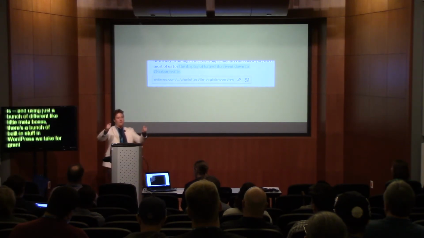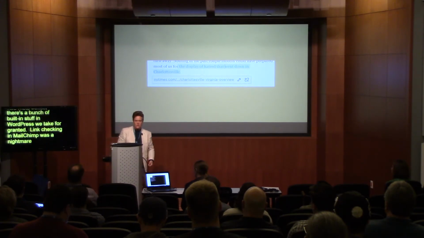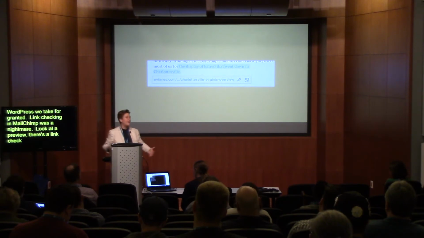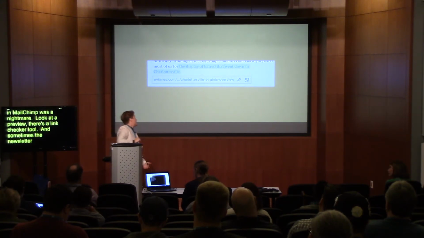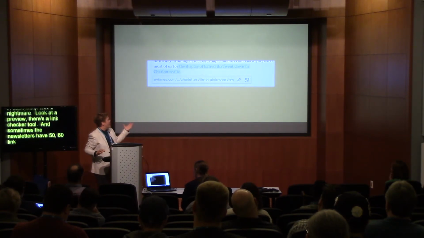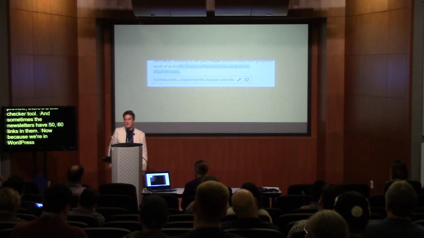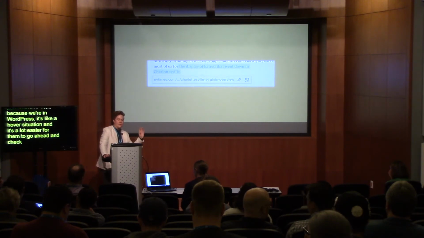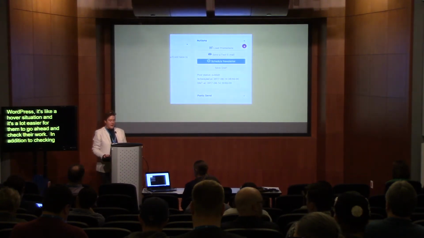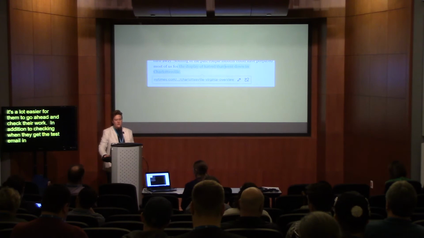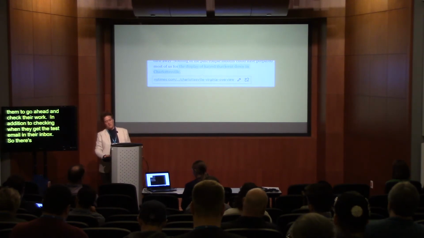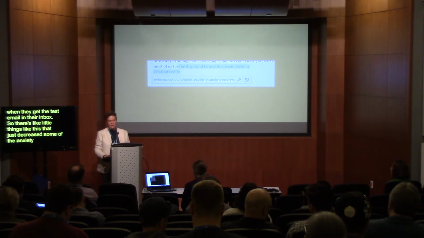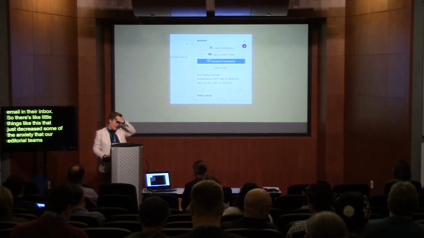They'd have to look at a preview, and then there's a link checker tool, but it takes a while to load. Sometimes these newsletters have 50 links in them, 60, I don't know. So now, because we're in WordPress, it's just a hover situation, and it's a lot easier for them to check their work, in addition to checking when they get the test email in their inbox. So there are little things like this that decrease some of the anxiety our editorial teams had, because they could just see it, right?